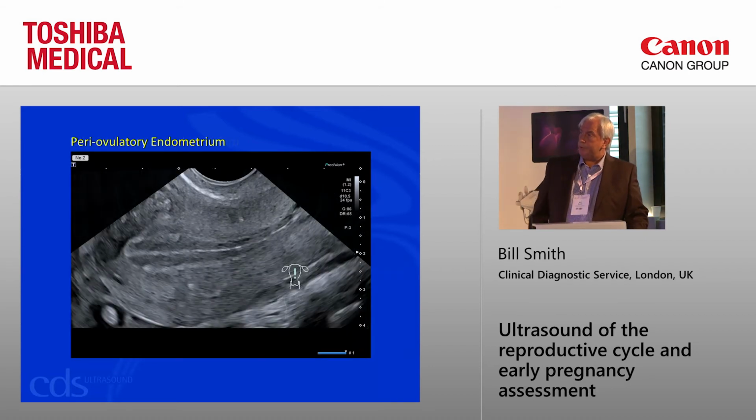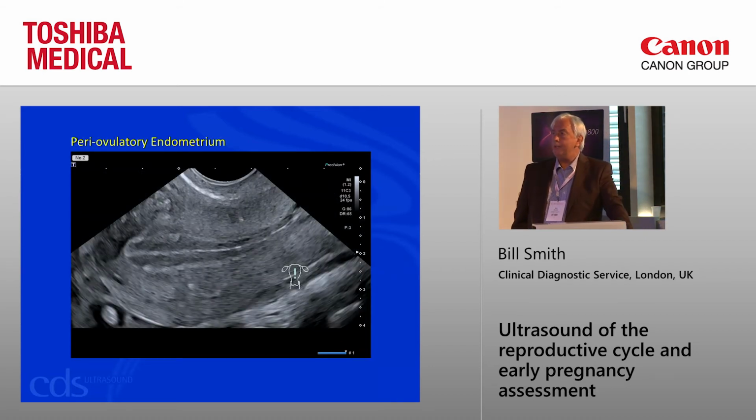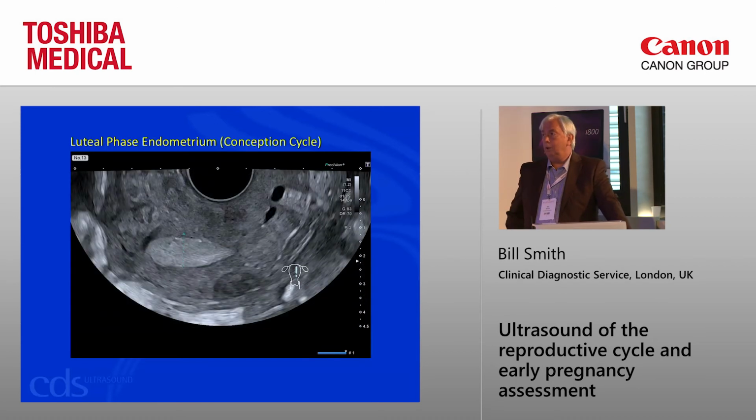If we move on to periovulatory changes, you can see how the endometrium is filling in. This is because of the glandular activity. And we go to our post-ovulation, and this is a conception cycle. These are the characteristic endometrial appearances that our quality grayscale should now be showing us.